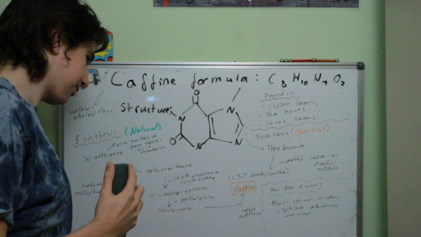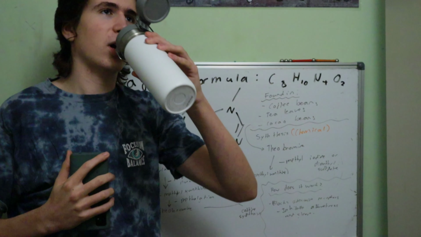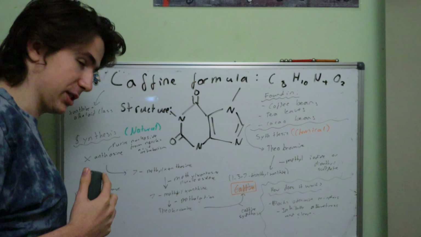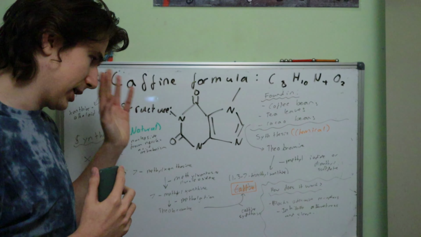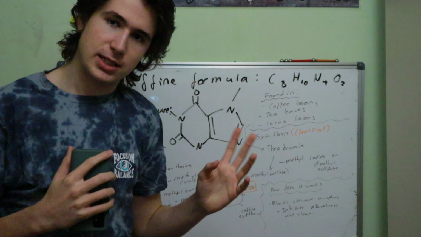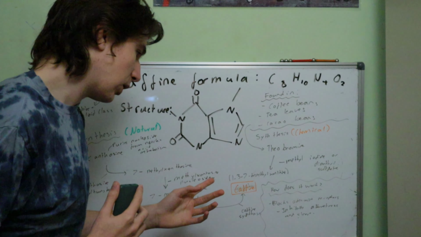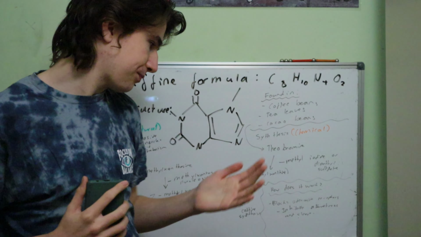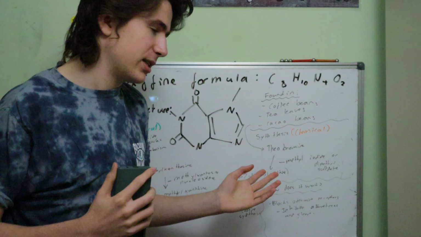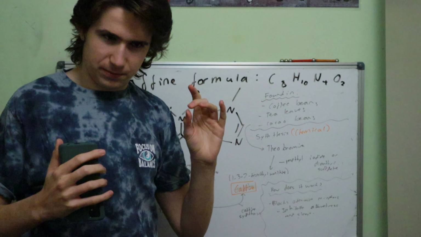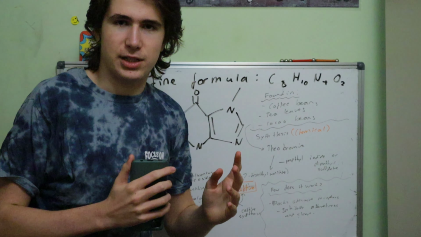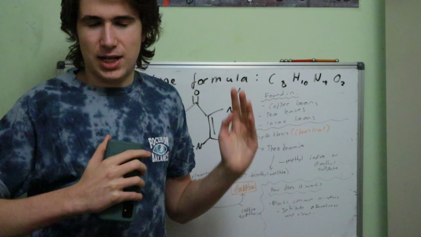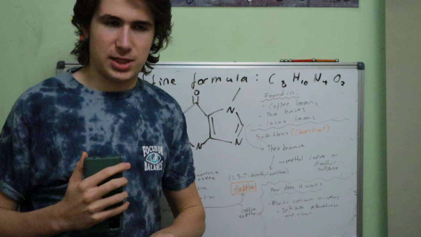So, how does it work? I hear you ask. Well, I'm glad you asked that, because that is the next topic. So, in simple terms, it works by blocking adenosine receptors in your brain. This is all happening in your brain. And the adenosine receptors, what happens is this thing called adenosine, it binds to these receptors, and it basically tells your brain to tell your body it's time to be sleepy, it's time to fall asleep, it's time to relax.